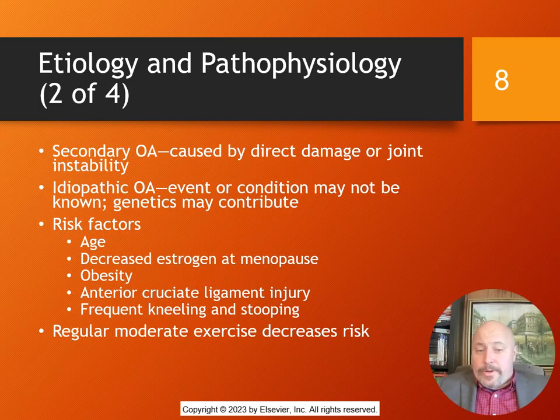Secondary arthritis, on the other hand, is caused by direct damage or joint instability, where we've now had some sort of injury, and now that joint just is not sitting and moving exactly the way it was designed to, which is greatly increasing its rate of wearing down. Idiopathic osteoarthritis is an event or condition that may not be known. Genetics may contribute. It could also be secondary to some sort of infection. Risk factors: age, decreased estrogen at menopause, obesity, anterior cruciate ligament injuries, and frequent kneeling or stooping. Regular moderate exercise will decrease this risk.